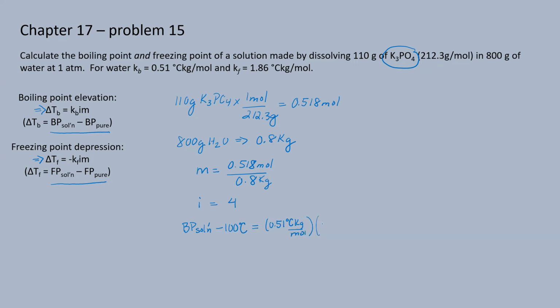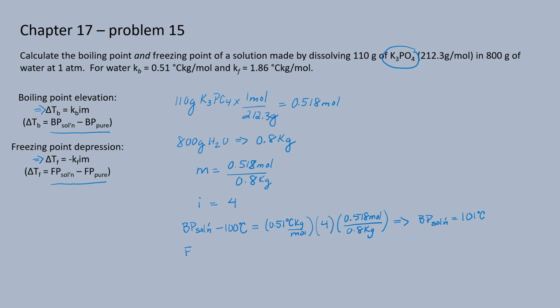And then our i value, and then our molality. So what we end up getting for the solution is 101 degrees. So the boiling point only went up 1 degree when we dissolved the potassium phosphate, but it did go up.